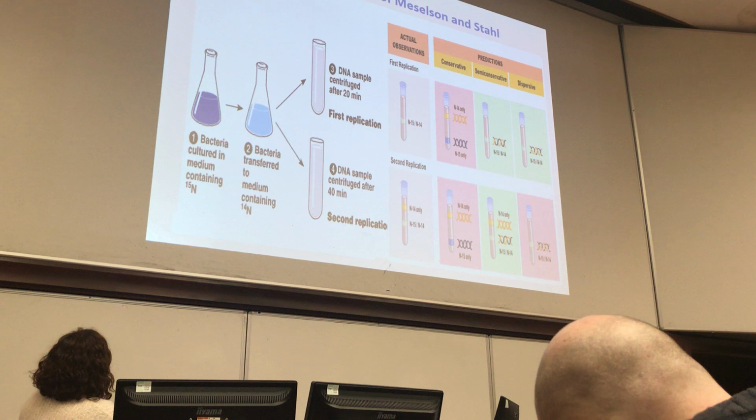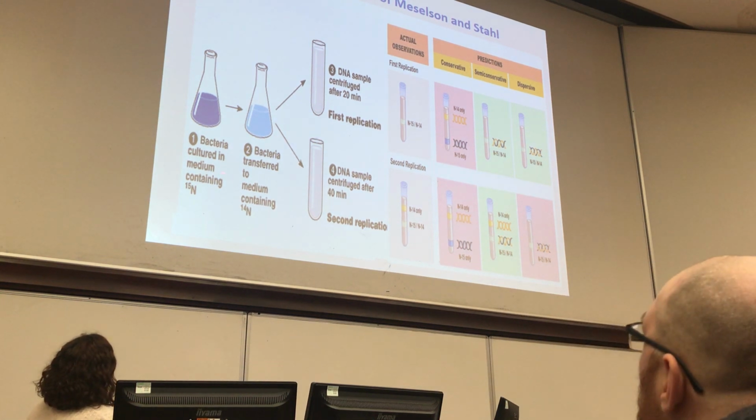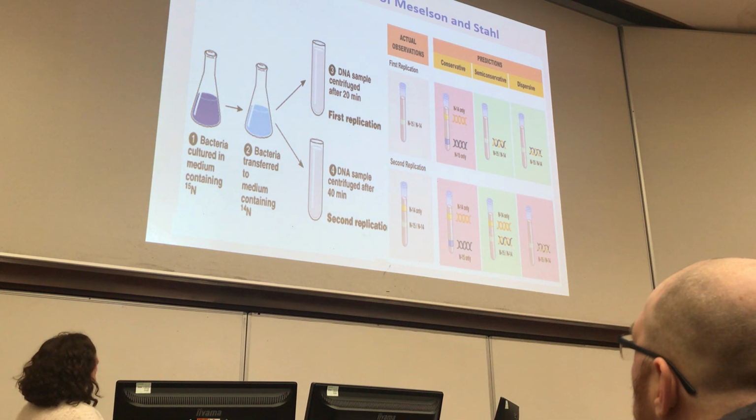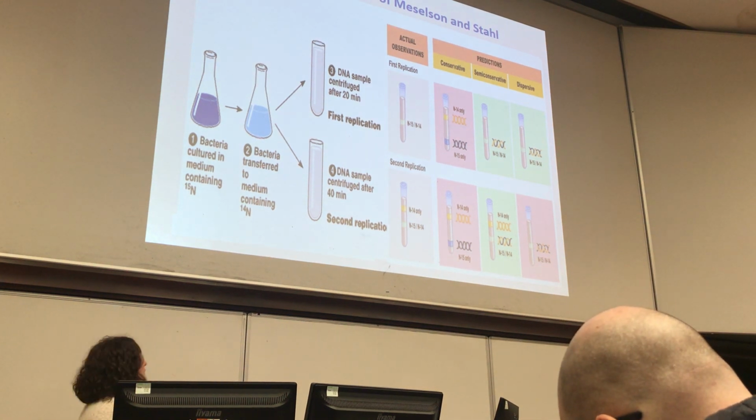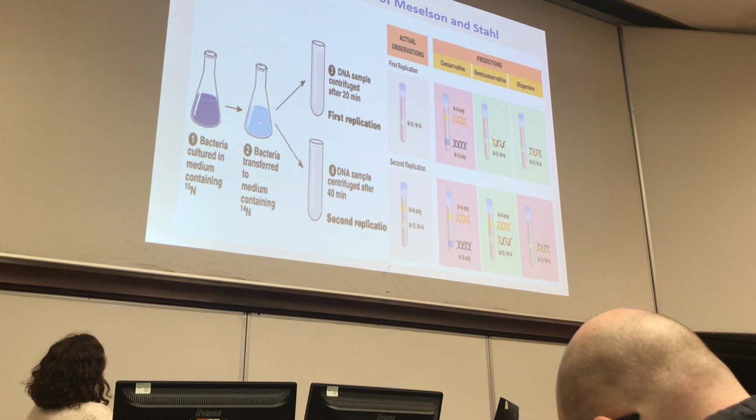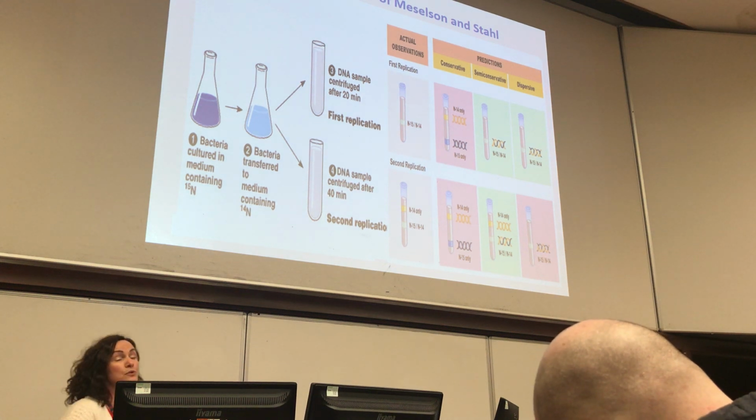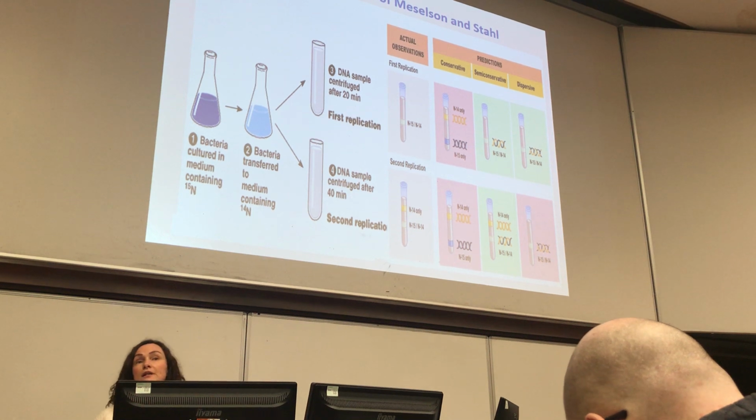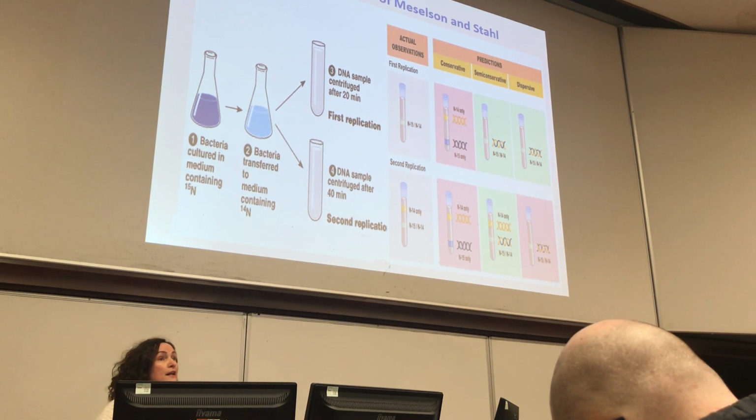Okay? So what they did was, after culturing the bacteria for several rounds of cell division, so that they had a population that only contained 15N, they transferred the bacteria into a solution containing only the light version.